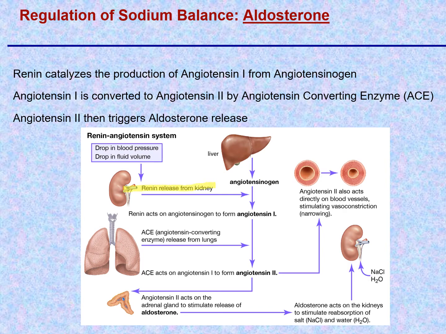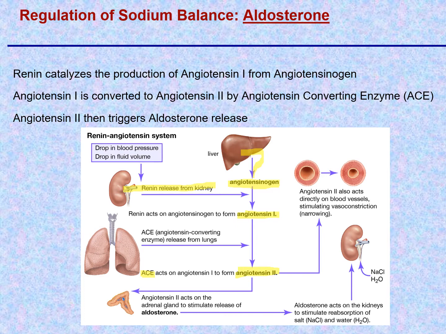released from the kidney will then act on a protein that's in the plasma. Many, not all, but many soluble proteins in the plasma are produced by the liver. Angiotensinogen is. Angiotensinogen is cleaved and therefore activated by renin to form angiotensin 1, and then angiotensin 1 is cleaved, that is activated, by angiotensin converting enzyme, or ACE, that's produced in the kidney and in the lungs, and that forms angiotensin 2 from angiotensin 1.